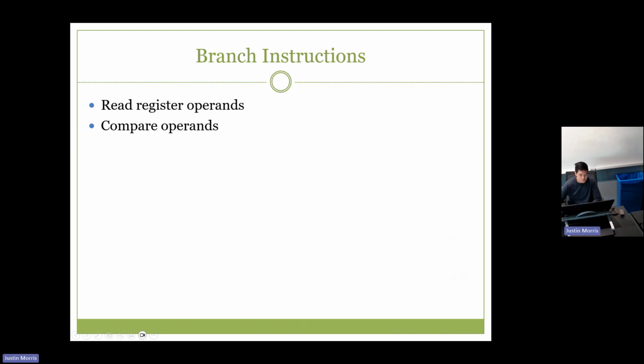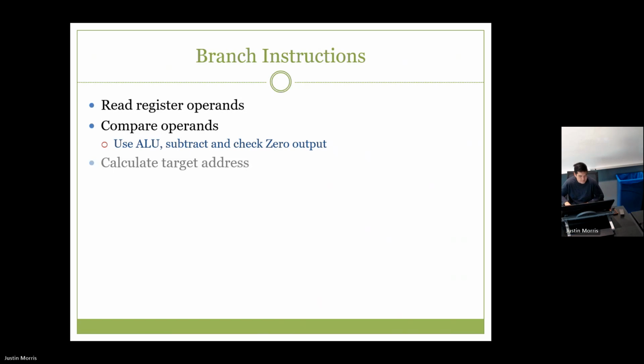Before we cover all those different components that we're going to add, we need to support branching, right? And branching, we're going to read register operands and compare them, right? And then we also, after the comparison, might need to change PC. So in order to compare the operands, we already made this in the ALU, right? We can just use the ALU. We subtract them and check the zero flag. So if we were checking that for a branch on equal, then we check that the zero flag is 1. For checking for a branch not equal, we check that the zero flag is 0. And then after that, we need to calculate the target address and then update PC if we need to.